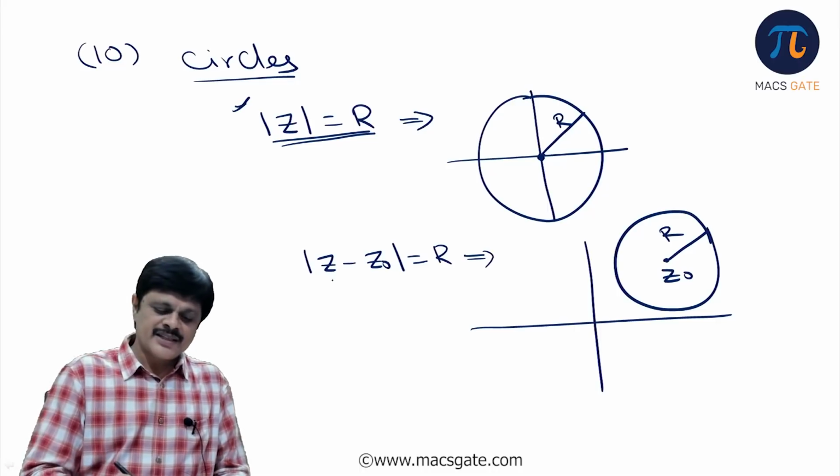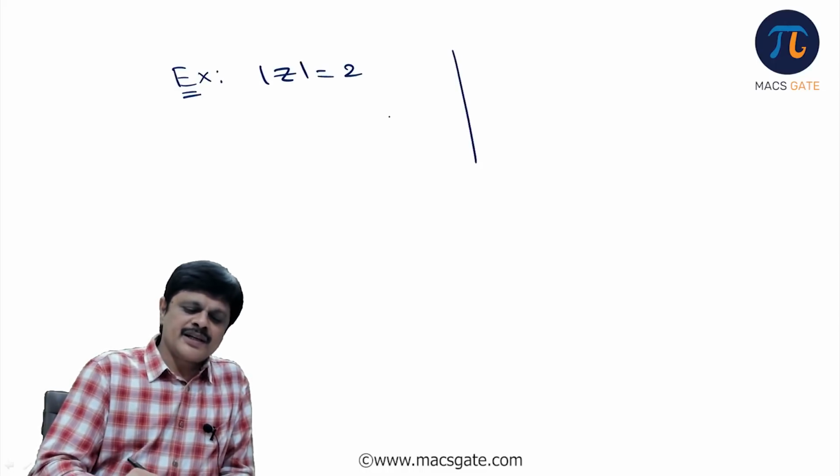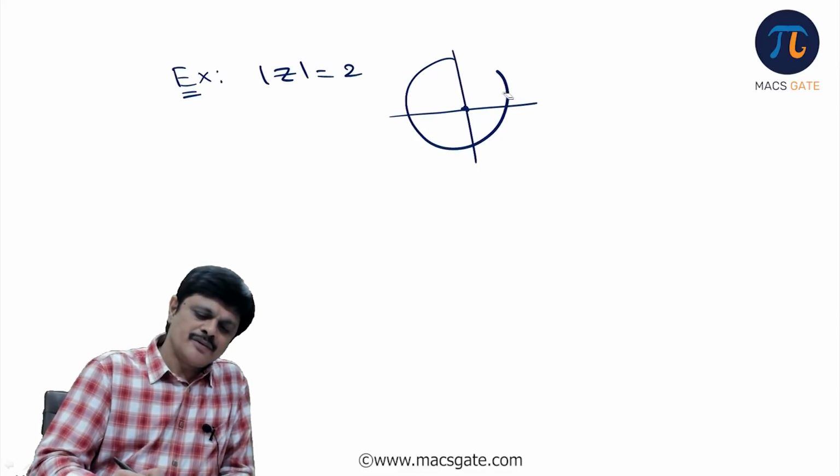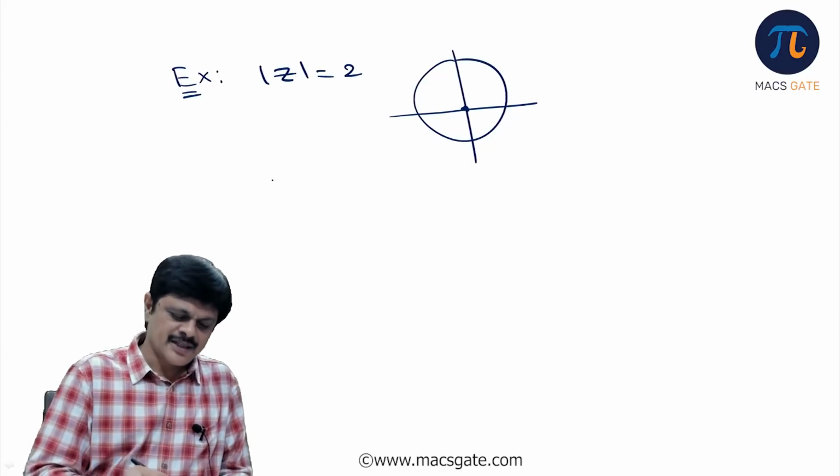Am I clear? So these are the circles, please remember. For example, if I say mod Z is equal to 2, it is a circle with center at origin and radius equal to 2. Please draw the proper circles.